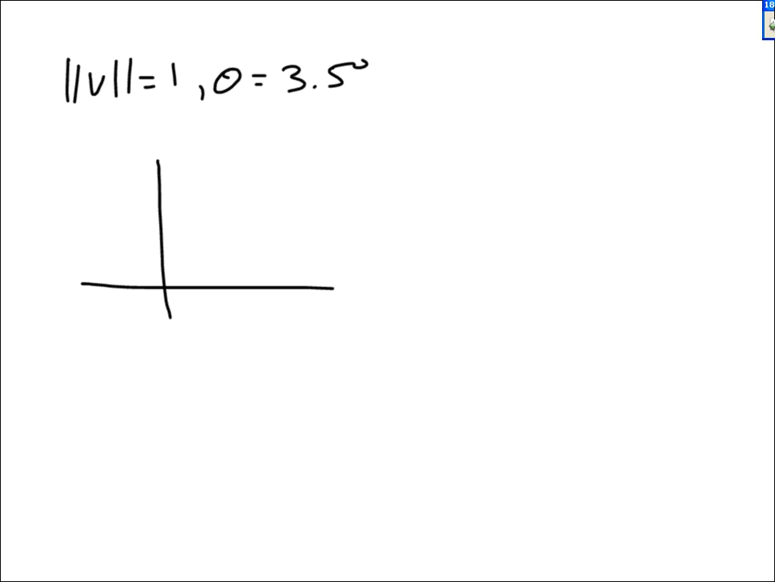Okay, so let's do one more. This one might be fun. The length of v should be 1. And the angle is 3.5 degrees. Okay, so we have 3.5 degrees. Basically, what you should do is find the tangent of 3.5.